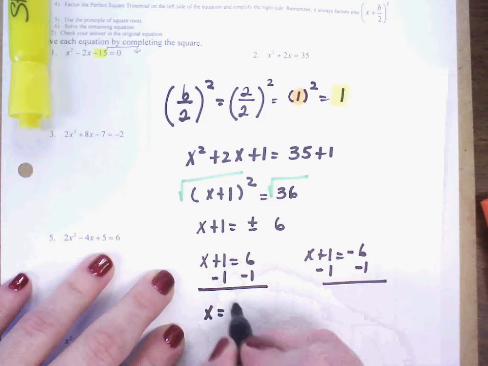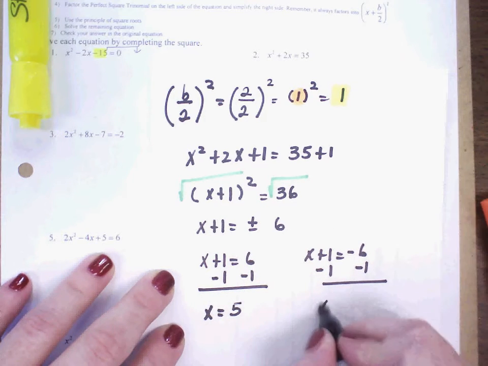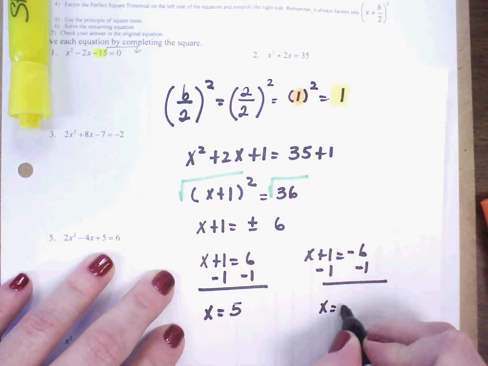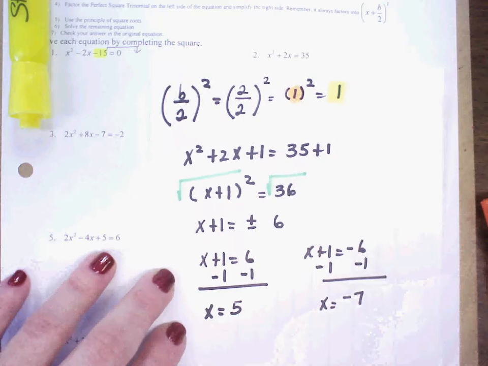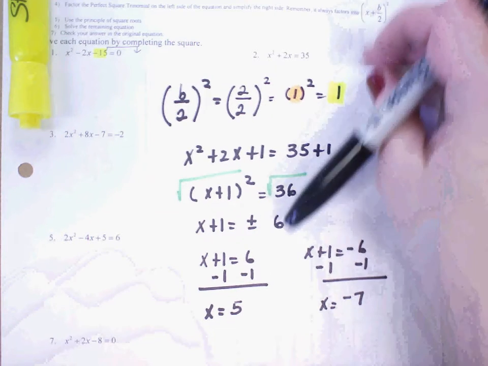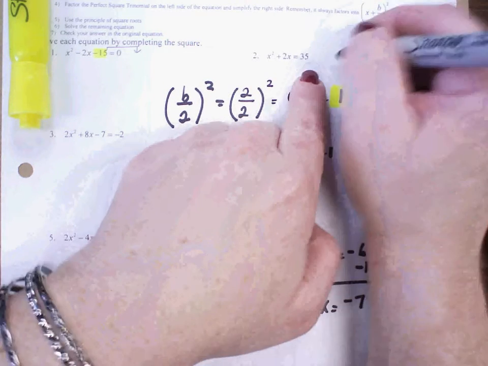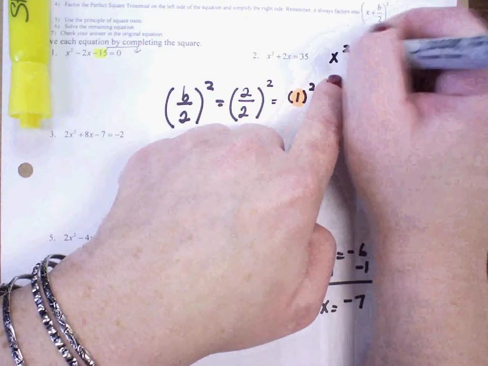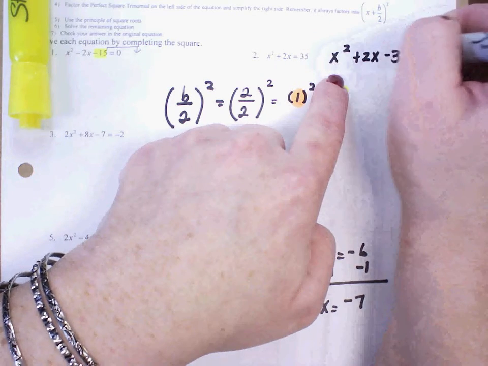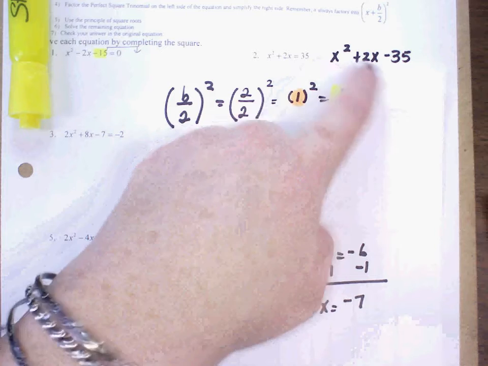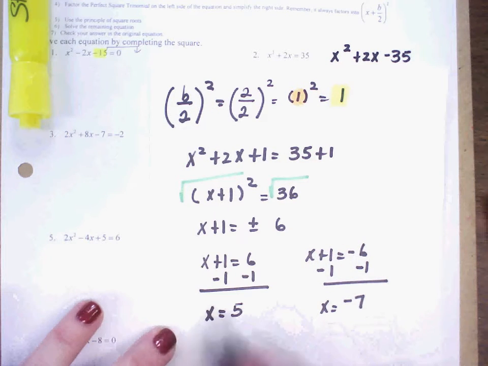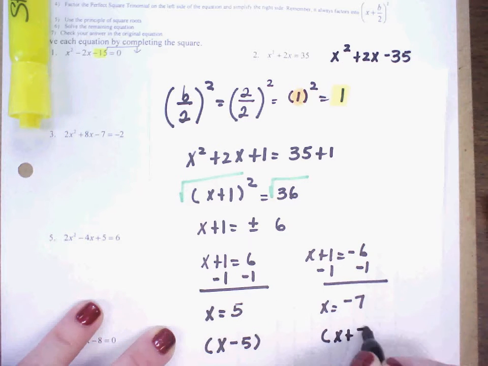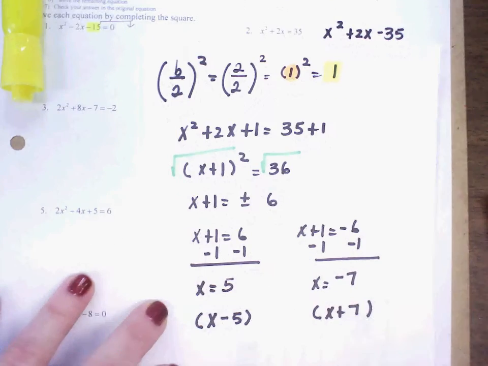Six and negative 1 would be 5. Negative 6 and negative 1 would be negative 7, right? Yes? Now, if I want to do this by factoring, I should move that 35 to the other side and it becomes a minus 35, right? What are the factors of this? X minus 5 and x plus 7, right?